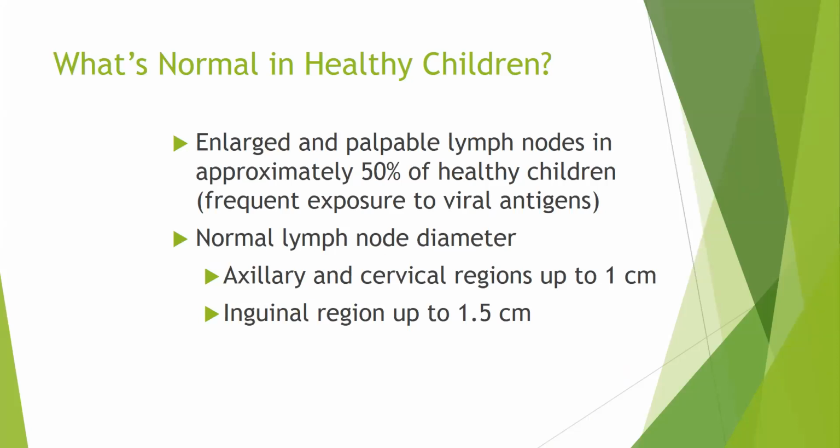What's normal? Enlarged and palpable lymph nodes are noted in about 50% of healthy children. So they're just exposed to viruses, right? They're building their immune system. So these children are going to have just a mild amount of lymphadenopathy at their baseline. If they're bilateral, that's usually a better finding. If they're unilateral, then we want to investigate that because that could be a little bit more concerning. Axillary and cervical regions are up to 1 centimeter. Inguinal regions are a little bit bigger, up to 1.5, and that's normal.